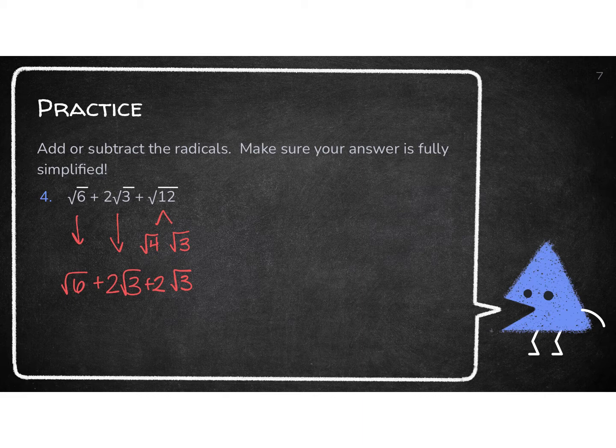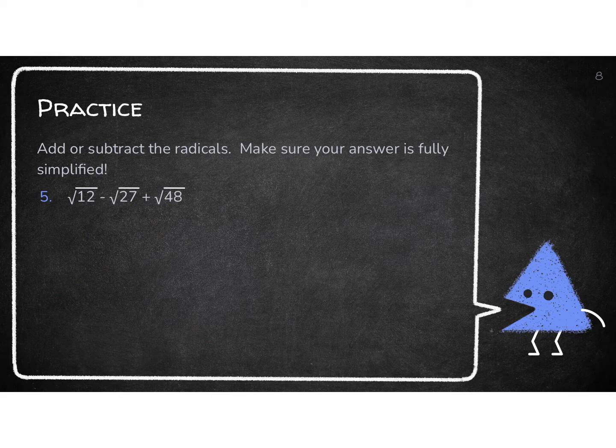So I'm going to put together my root 3's because those are the same. So I'm going to have a root 3, and I have 2 plus 2, so I'm going to have 4. That took care of those two things. So I still have the square root of 6 that I cannot do anything with. So I'm just going to carry that down. Those two things are simplified and they cannot be put together. So that's my final answer.